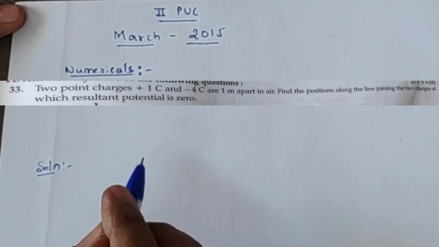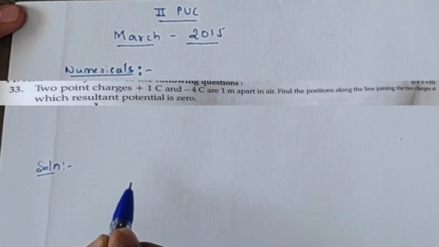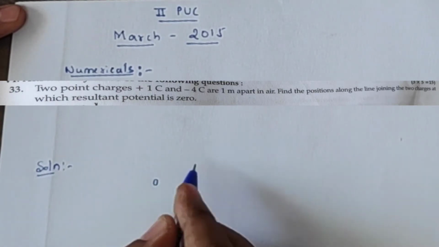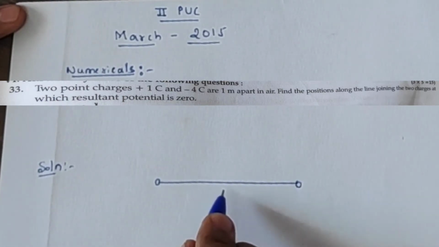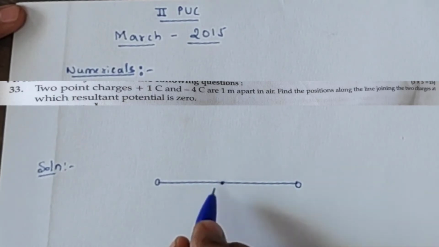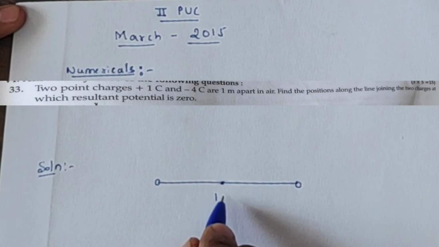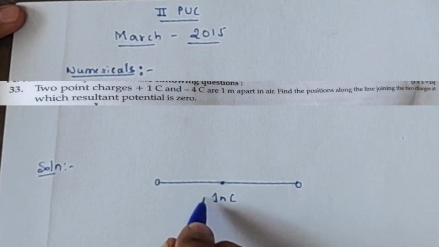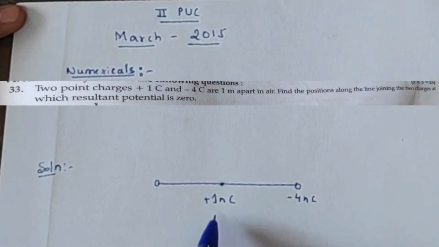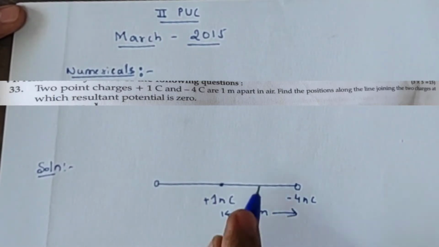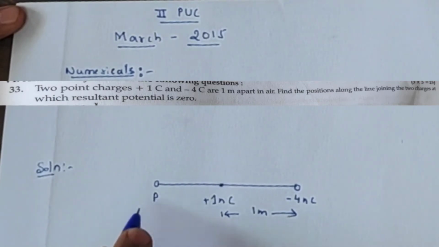Okay, so according to this, one is a plus 1 charge. This is the one charge. This one is 1 nanocoulomb, it's not a coulomb. This is plus 1 nanocoulomb. This is minus 4 nanocoulomb. They are separated by 1 meter apart. From here to here it is 1 meter apart. Okay, so P is the point where it is situated.